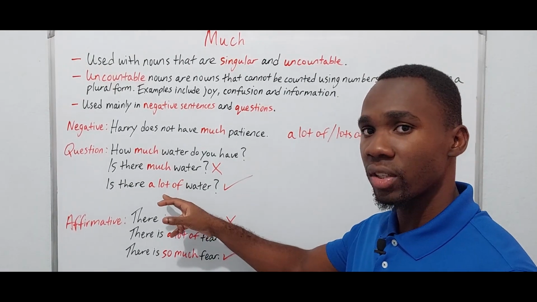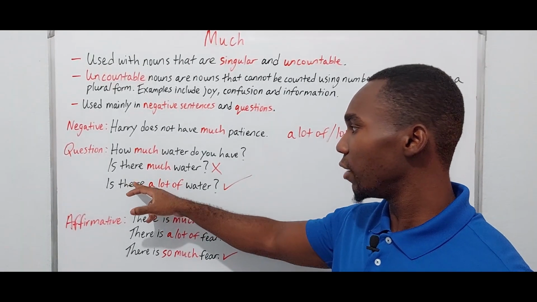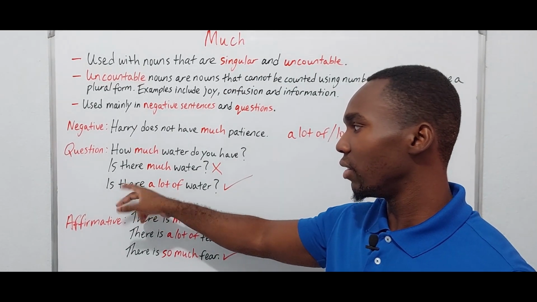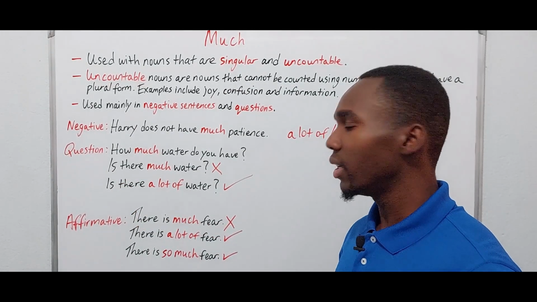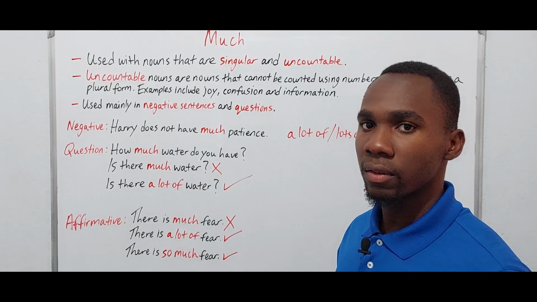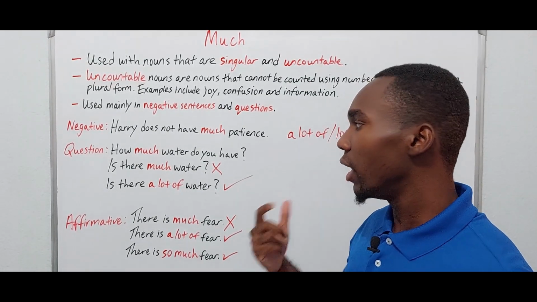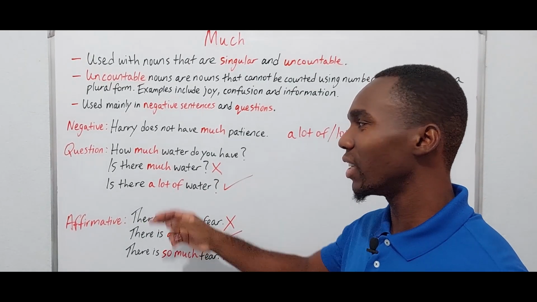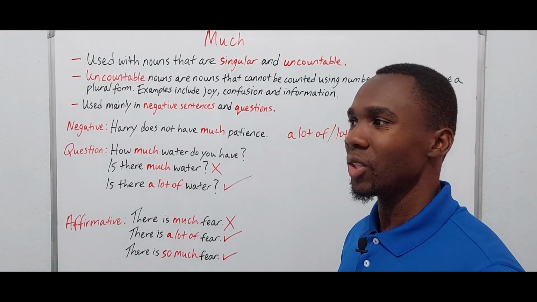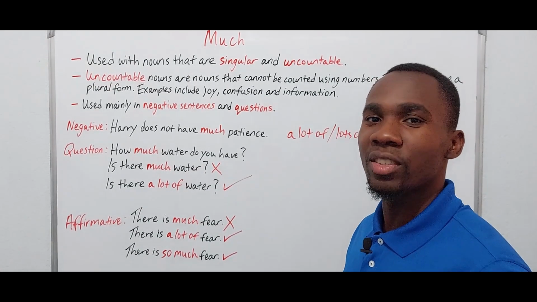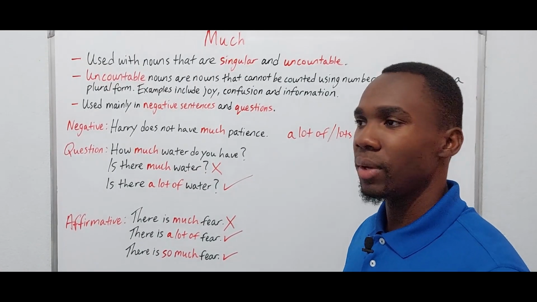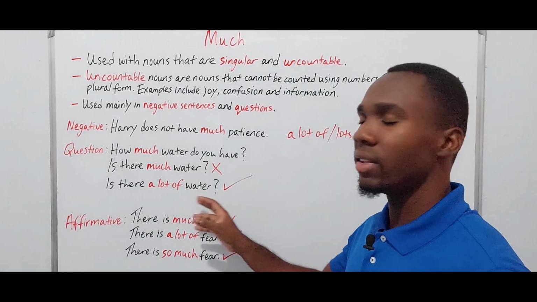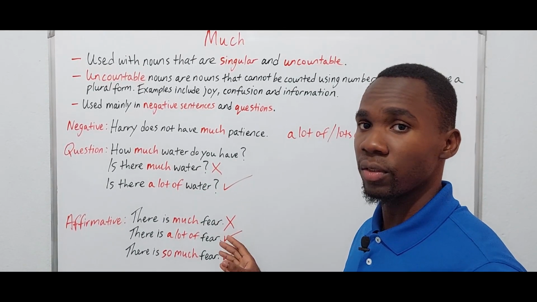Yes, this is a question, but you have to realize that if the there and is switch places, this will become an affirmative sentence, right? So if we make that affirmative, it will be there is a lot of water. We won't say there is much water. No. Even that alone sounds a little off, right? But that's not what we would say. We would say there's a lot of water, or is there a lot of water if we're asking a question, right?